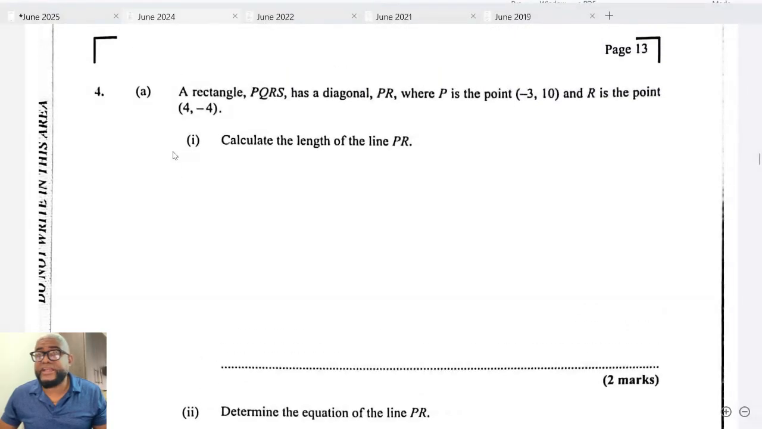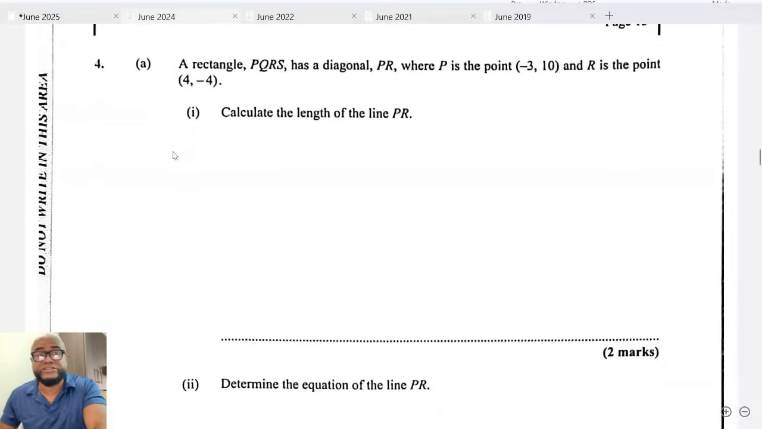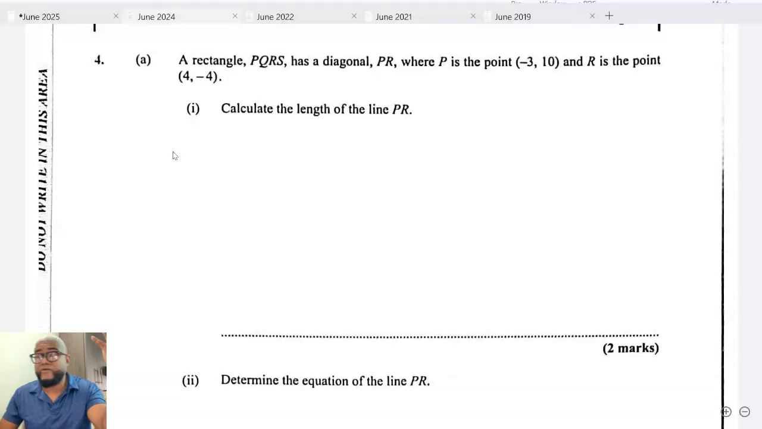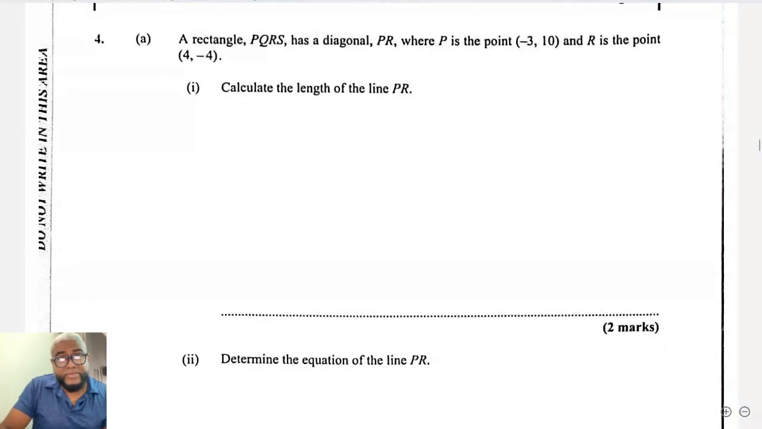So you all realize that trend here? Which number is coordinate geometry? Number 4 in all the past papers, right? So there we go. This is probably the part of coordinate geometry that we do the least, which is the length of a line. Who can remember the formula for the length of a line segment?